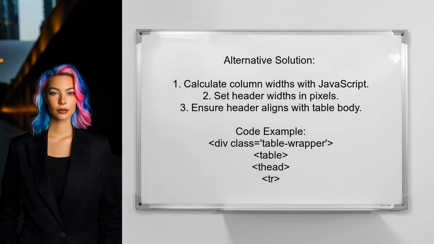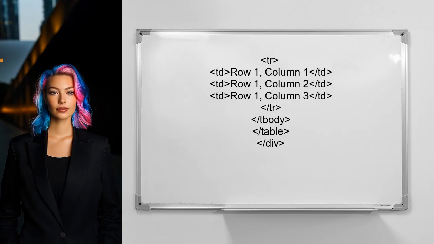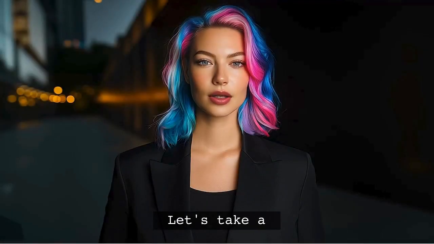An alternative approach suggests calculating the width of each column using JavaScript. You can then set the header's width in pixels, ensuring it matches the body of the table. This method helps maintain the header's alignment as you scroll. That's all on that answer. Let's take a look at another one.